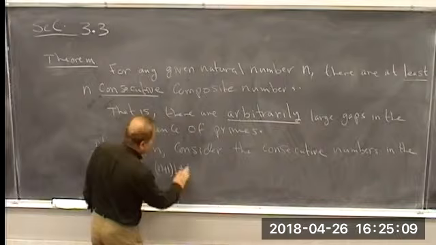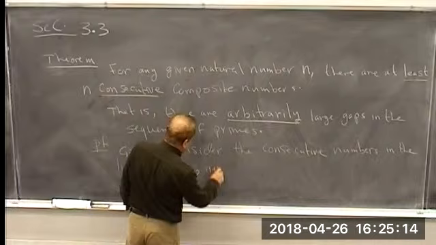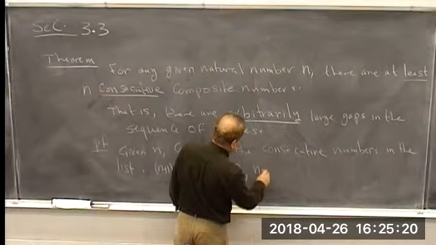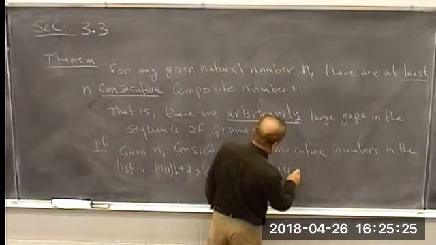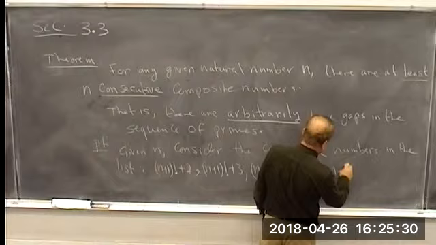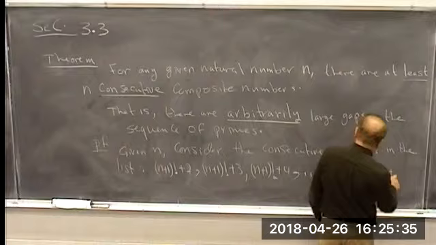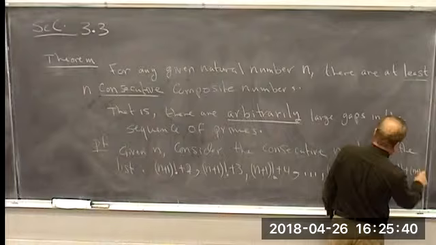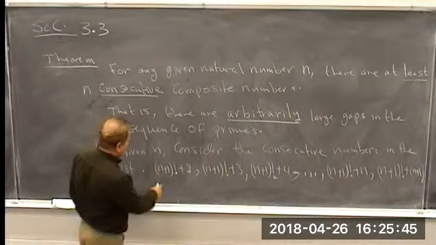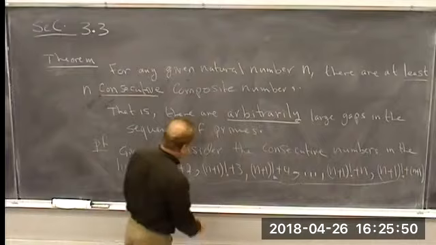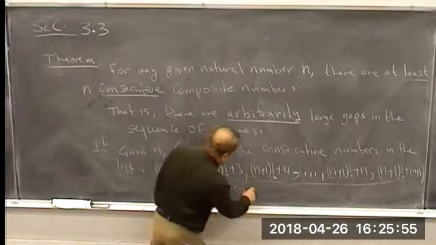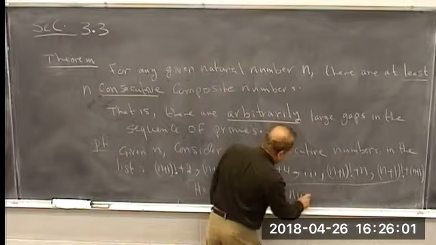We start with 2. Then the next number to this is going to be plus 3, and n plus 1 factorial plus 4, and so on, then n plus 1 factorial plus n, and the last one is n plus 1 factorial plus n plus 1. Okay? So there is a list, this list of numbers, has n consecutive numbers. Because numbers come after each other.